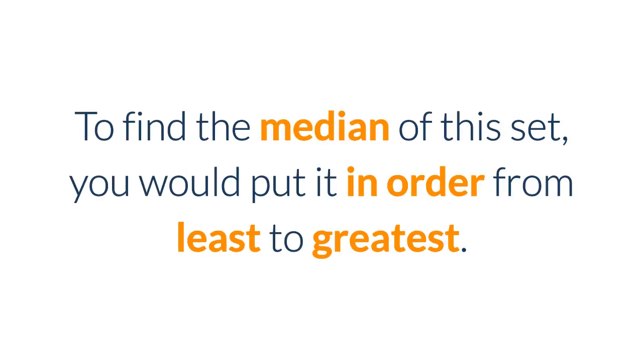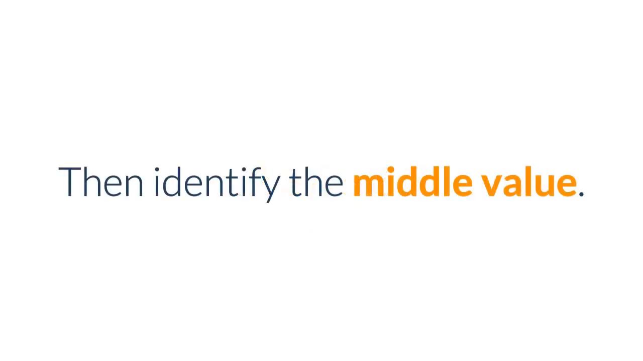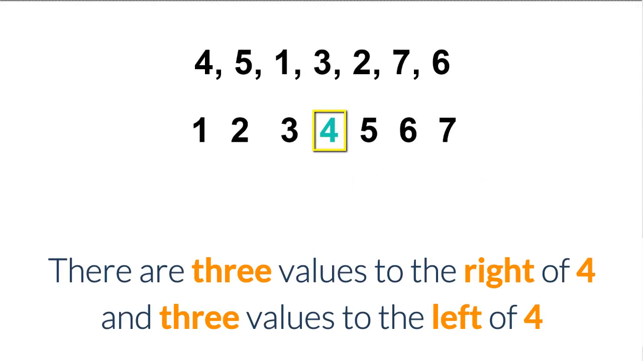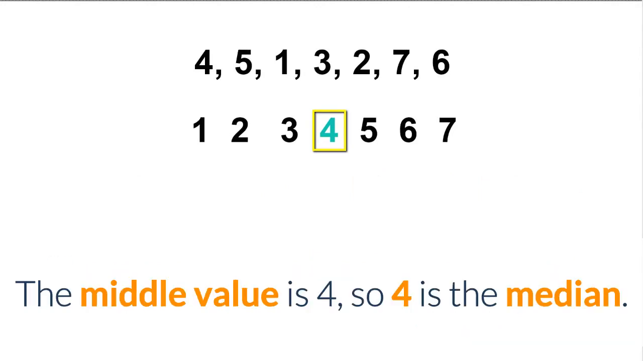To find the median of this set, you would put it in order from least to greatest. 1, 2, 3, 4, 5, 6, 7. Then identify the middle value. There are three values to the right of 4 and three values to the left of 4. The middle value is 4, so 4 is the median.